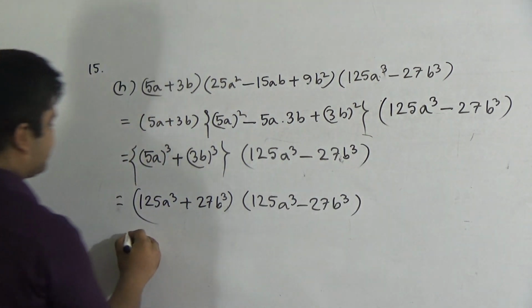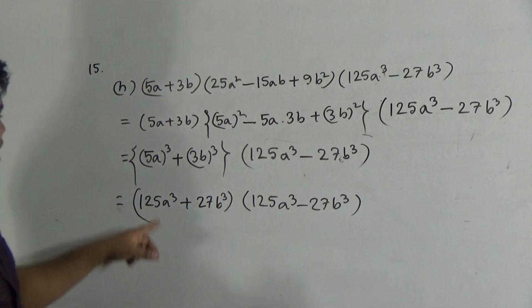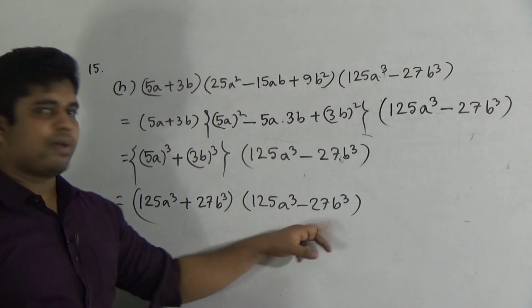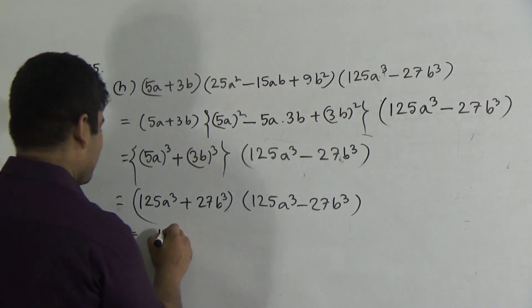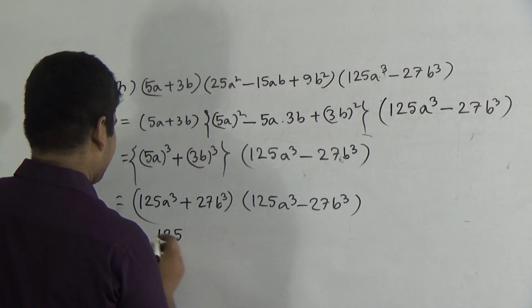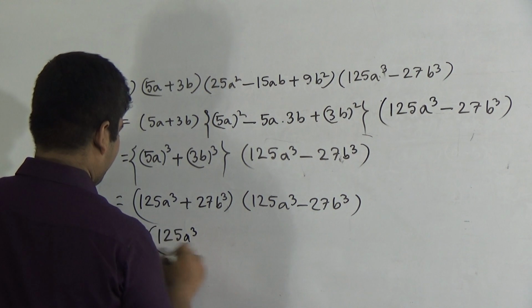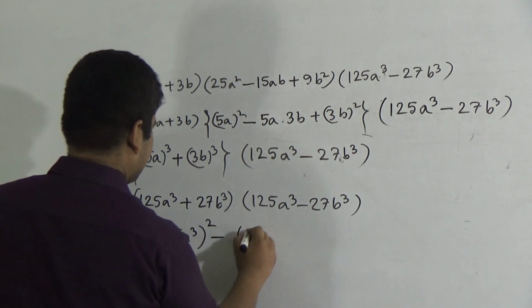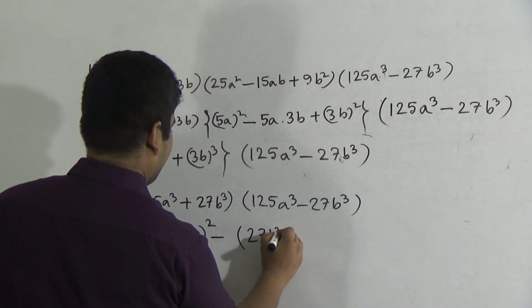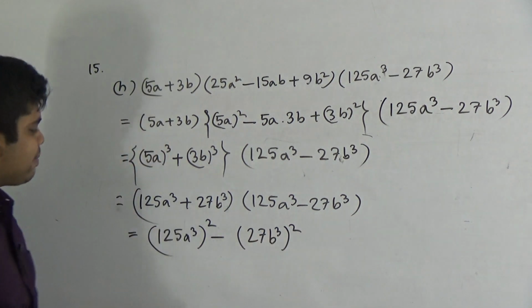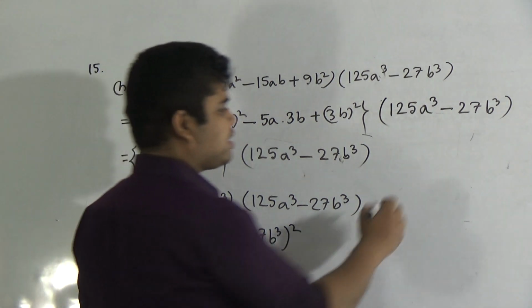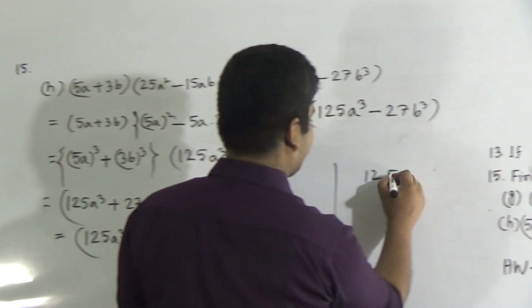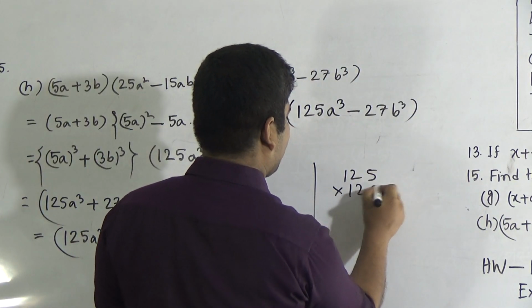Dear student, please notice a plus b into a minus b. That means a square minus b square formula. 125 a cube whole square minus 27 b cube whole square. Now we multiply 125 with 125. Then we get, notice, 125 multiplied with 125.